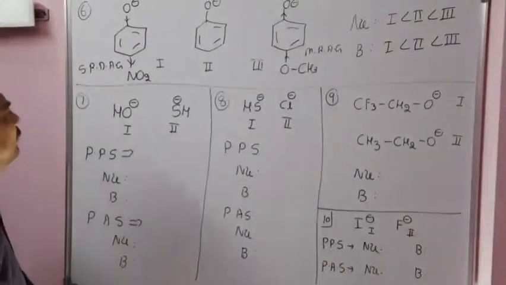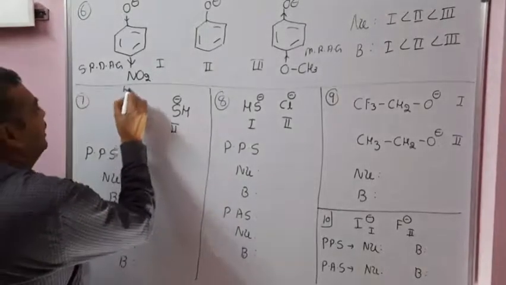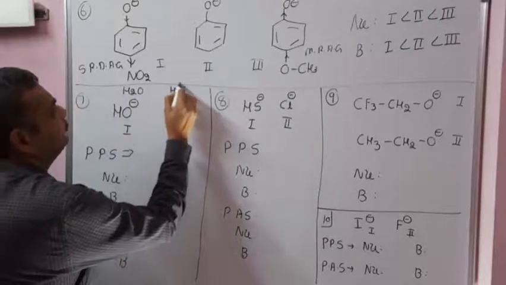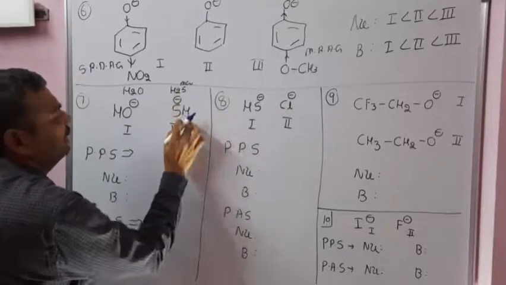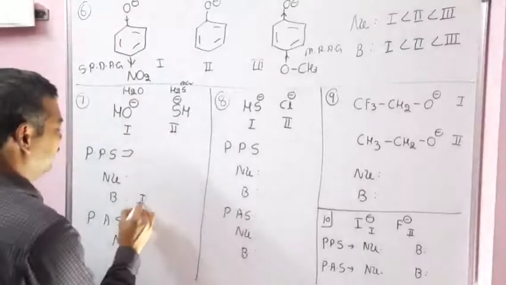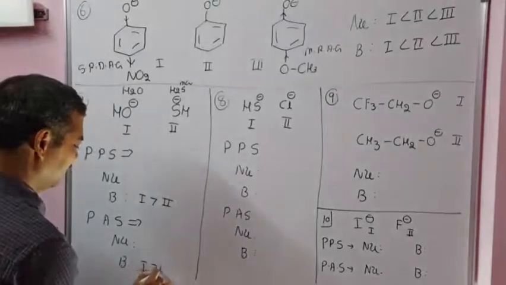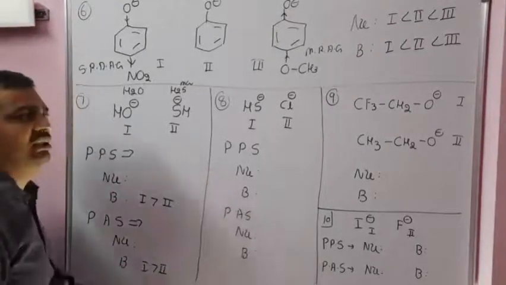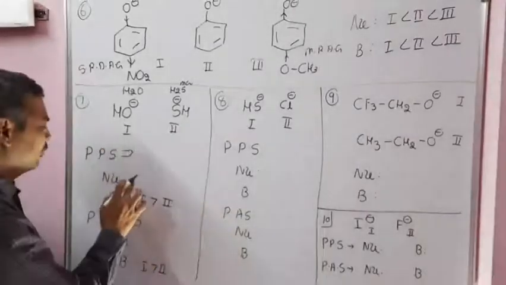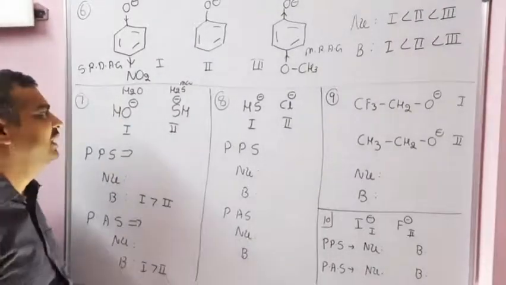Coming to the seventh example, OH minus and SH minus. To know the basicity and acidity, write the conjugate acid. H2S is more acidic, which means its conjugate base is a weak base. Coming to the basicity, definitely 1 is more basic than 2. For this, basicity will not change with the solvent, so it is independent of the solvent nature, whether protic or aprotic. OH minus is a stronger base than SH minus.